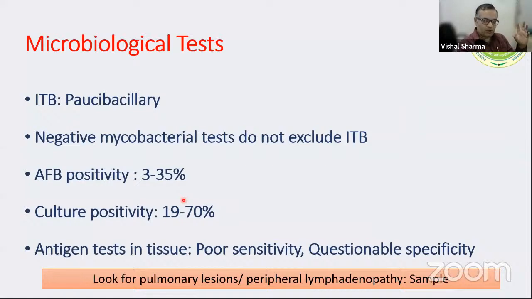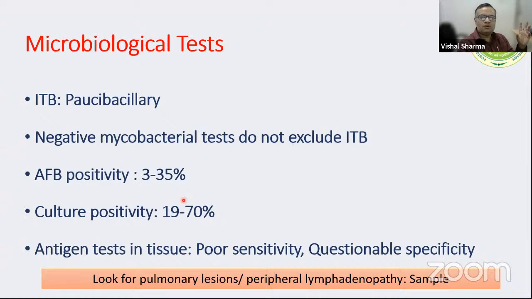Now, coming to the microbiological tests, TB is a paucibacillary disease. And therefore, even if you have a negative microbacterial test, it may not exclude tuberculosis. AFB positivity is very, very infrequent, usually less than 10%. Culture positivity is less than 50%, usually 20-30%. Antigen tests have not really been tested and have very poor sensitivity in a couple of reports.